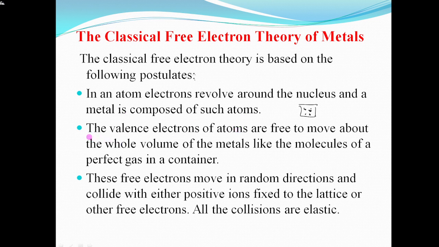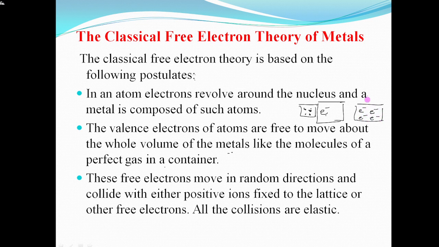Next assumption is that electrons are free to move. Means electrons will be moving freely in the metal. So, these electrons are considered as molecules in a gas. How molecules move in a gas, like that only electrons also move in a metal. Next assumption is that these free electrons move in random directions.